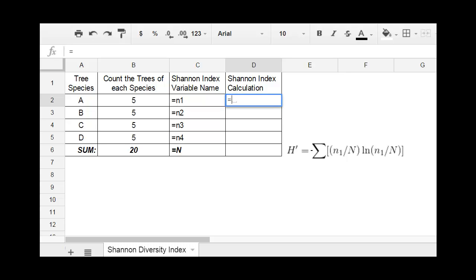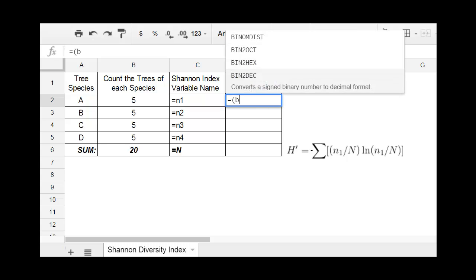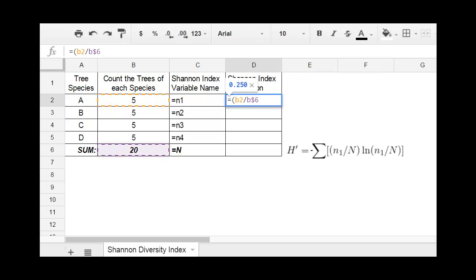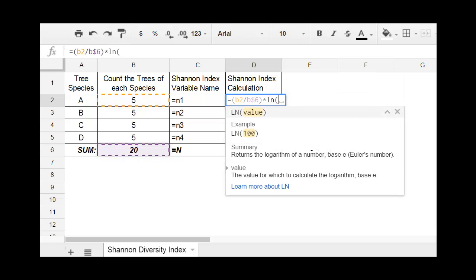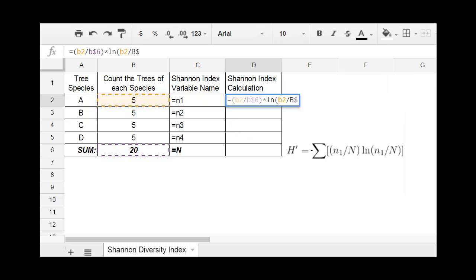So let's look at the formula. I'm going to open a parenthesis and take N1, that's 5, divided by B6, which is 20, times the natural log, which is ln in Google Docs, and you open a parenthesis, times the same thing, that 5 divided by 20, or N1 divided by capital N. I put a $ in there, as you saw, because when I drag the corner down to copy the formula, it's going to keep referencing row 6 of column B.